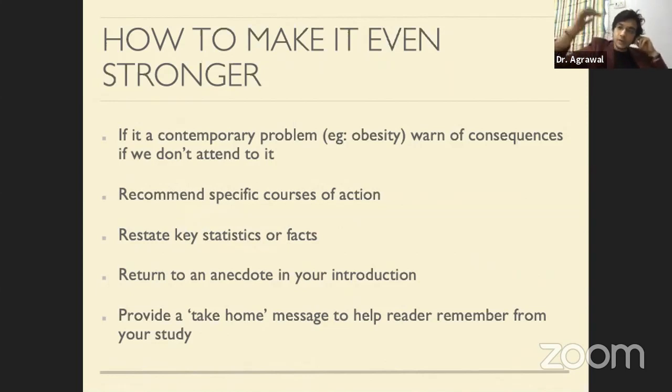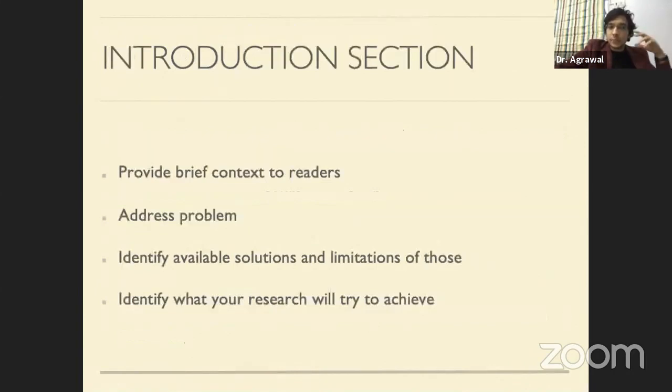So like I said, we have to move downwards up. We have written the methods, the results, the discussion, and then the conclusion, and then we move on to the introduction. It provides a brief context to the readers. It addresses the problem, identifies available solutions and limitations of those solutions. So what led you to this research, right?